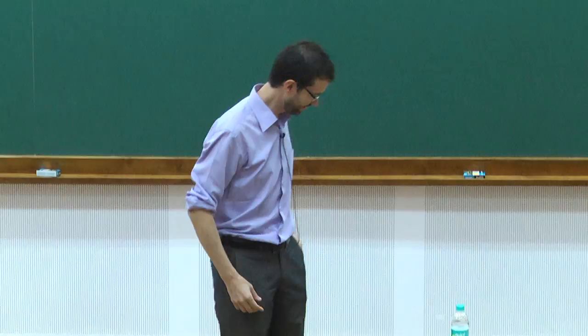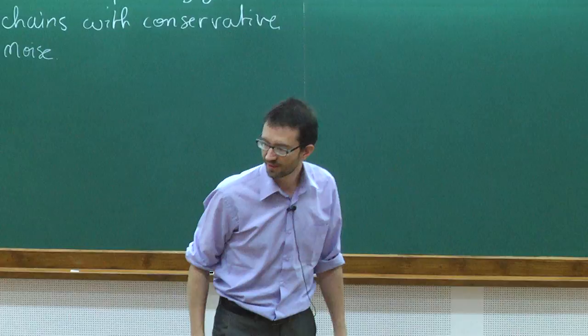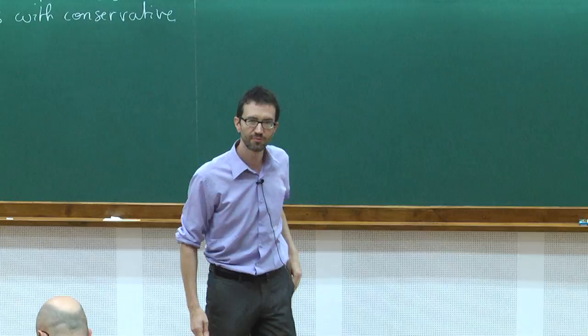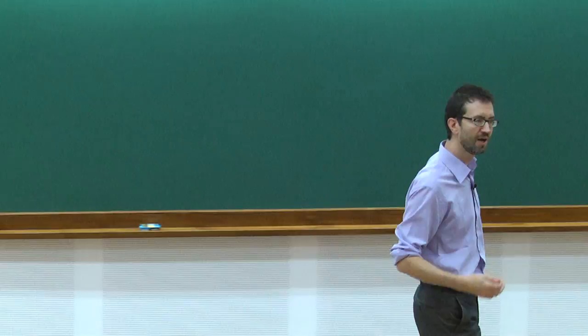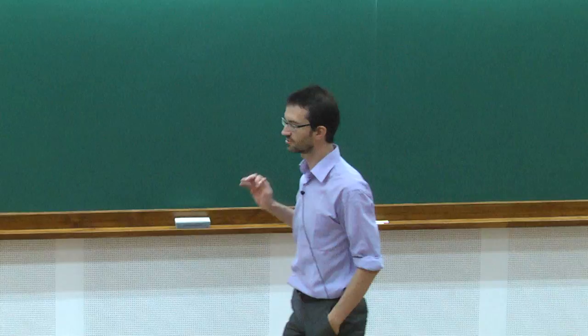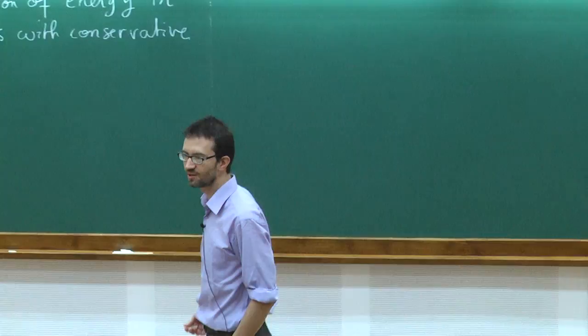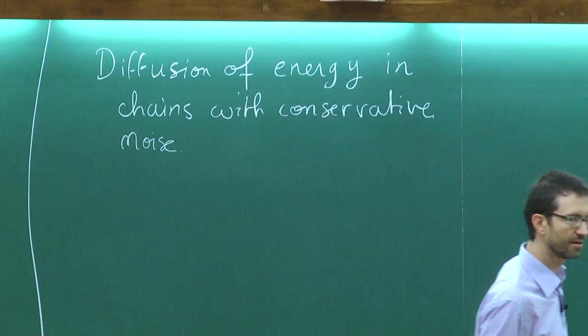So in this lecture, I will discuss some problems of diffusion of energy in chains of oscillators. I won't discuss the problem of anomalous diffusion like in Herbert's lectures. I will just concentrate on the case where you have normal Fourier's law. I will try to show you that even in this case, there are some interesting problems which can be addressed and which are still difficult to study.